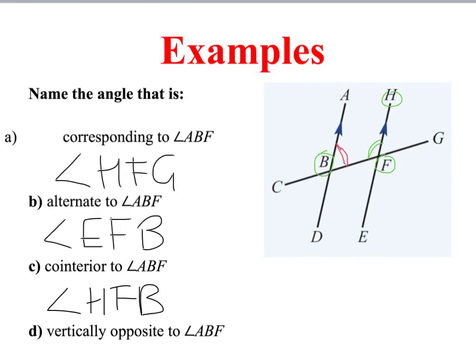Now, I've thrown in question D here. It says, which angle is vertically opposite to angle ABF? And I'm going to leave that one for you to do. You might want to pause the video tutorial here and see if you can work it out. If not, I'd like you to draw this diagram, write the questions and fill in the answers where I filled them in. Okay? So you need to write this down as an example.